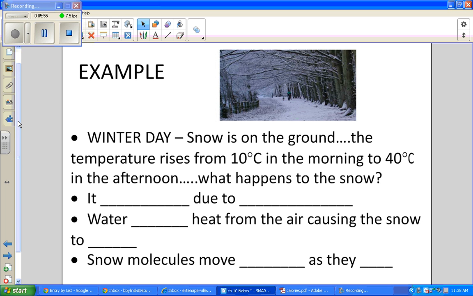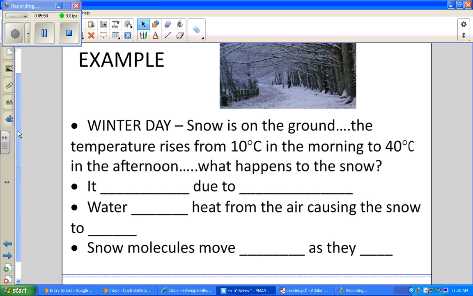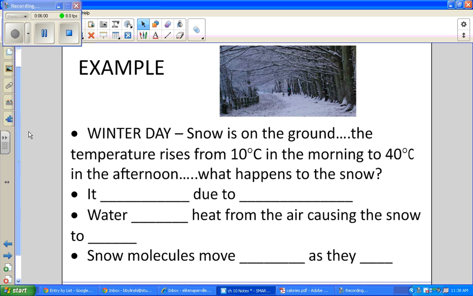Okay, so I do hope that you paused this and tried to fill in the answers yourself. But what does happen is that it melts, right? The snow melts. That wasn't difficult. But why it melts is due to heat transfer. And snow is water, right? And water will absorb heat from the air. So there's the transfer from the air to the water, causing the snow to melt. And then snow molecules, this is important now, if the temperature is going up, it means they're moving faster as they melt.